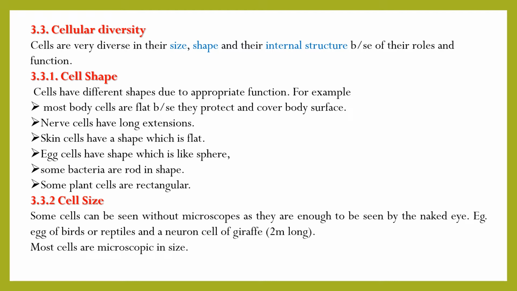Well, in this subtitle, we'll see cellular diversity. Cells are very diverse in their size, in their shape, as well as in their internal structure. For example, based on their internal structure, cells can be classified as prokaryotic cells and eukaryotic cells, because prokaryotic cells have no true nucleus and no membrane-bounded organelles. However, eukaryotic cells have a true nucleus as well as organelles that are bounded with membrane.